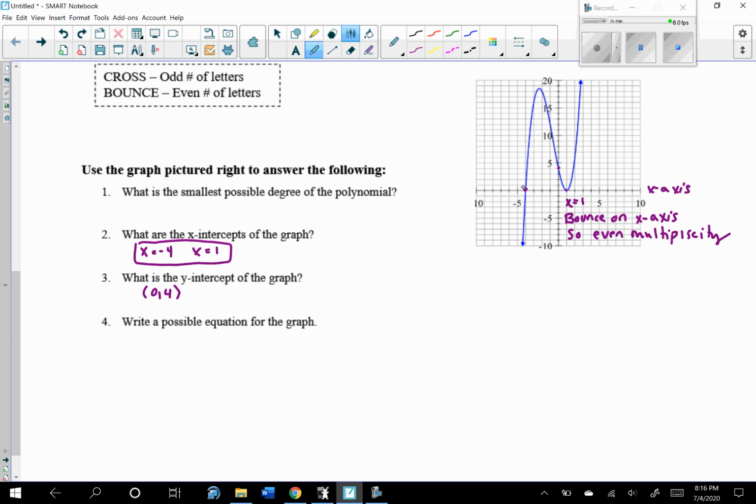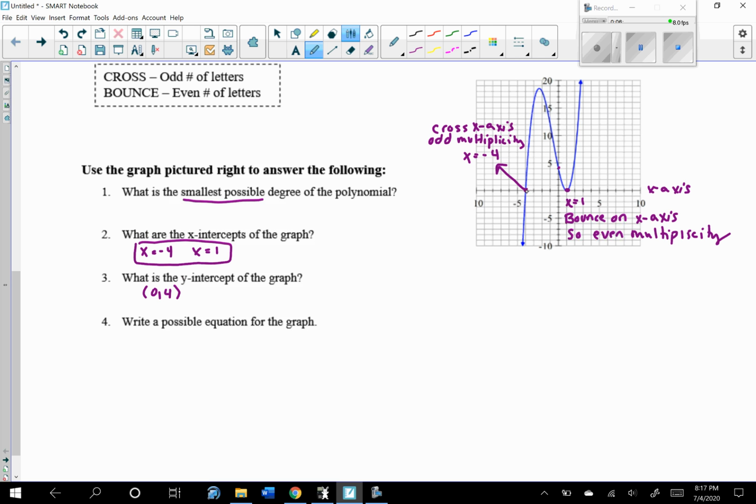So how many times does it factor? Looking right here, this is at x equals negative 4. Notice it crosses through the x-axis. So crossing the x-axis means it's an odd multiplicity, or an odd multiple. So this is going to help us determine the smallest possible degree of the polynomial function. Because remember, your zeros help you write the equation.